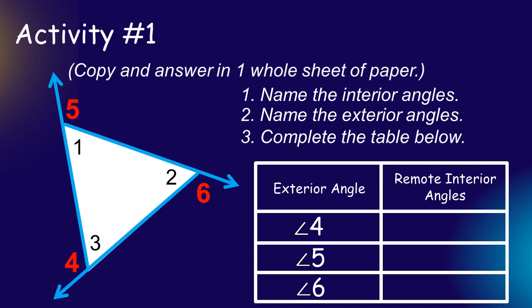Okay, now, so for us to fully understand the lesson today, we are going to do these activities. Okay, so pwedeng sagutan sa scratch paper or kahit saan. Pero sa aking mga estudyante dyan, you are going to do this in one whole sheet of paper. This is activity number 1. Copy and answer in one whole sheet of paper. All you have to do is to copy the illustration of this given triangle, answer the following questions, and complete the table.